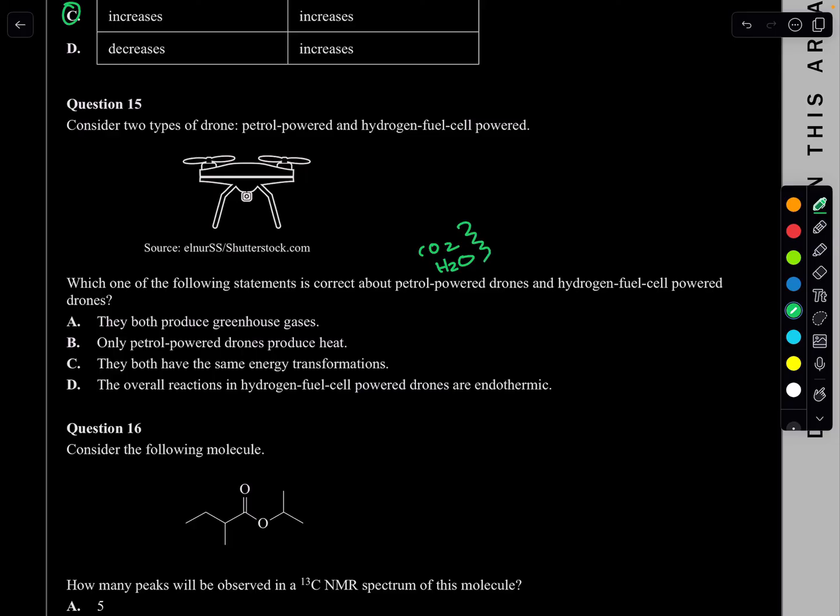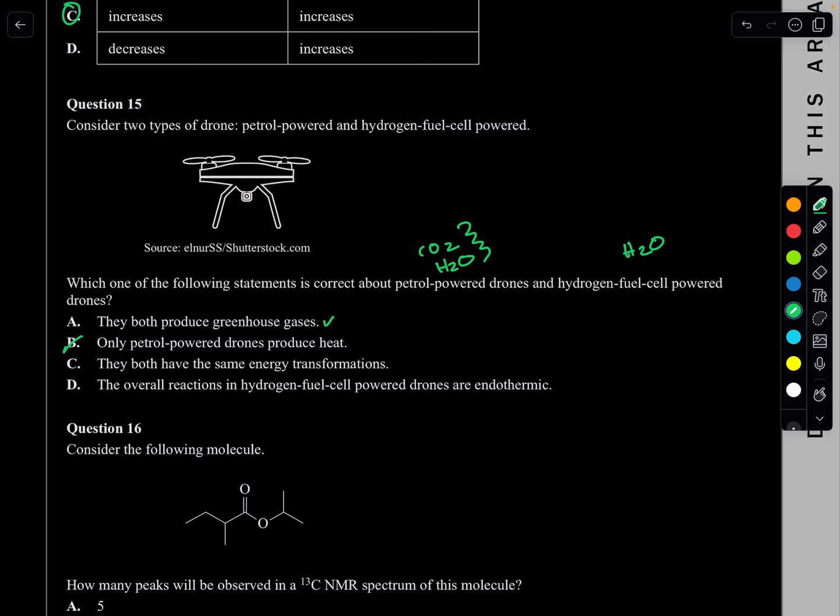So yep, it does. And our hydrogen fuel cell just produces water, which is also a greenhouse gas. So yes, it does do that. Only petrol-powered drones produce heat. Not true. Like we said, fuel cells produce heat. They're not 100% efficient, they don't convert all the chemical energy to electrical. Nothing's 100% efficient. They do actually produce some thermal heat. So absolutely, both petrol and hydrogen also produce heat.